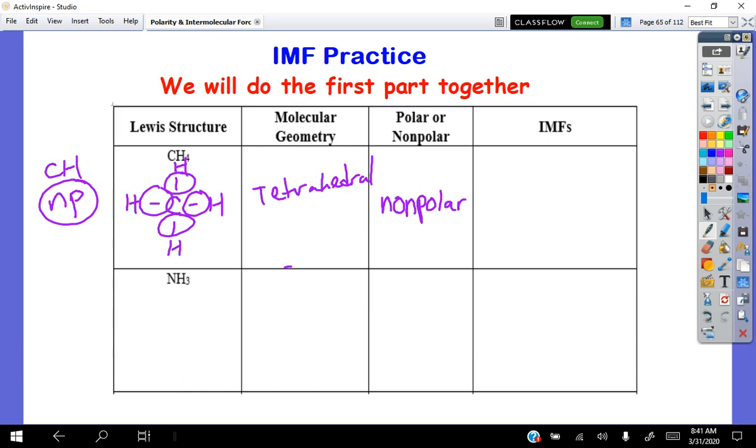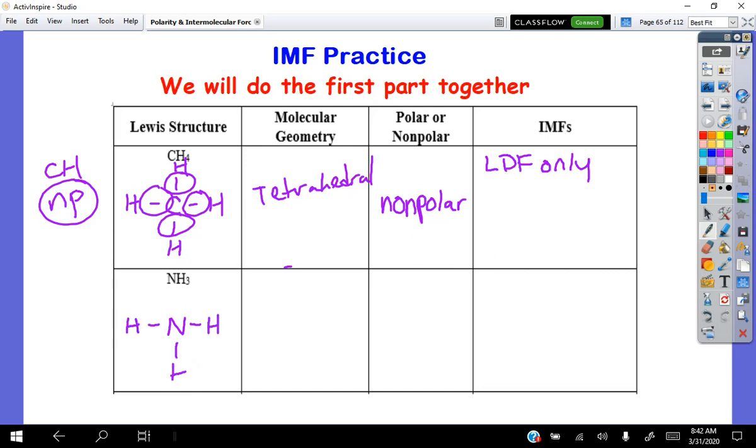When I'm trying to identify the types of intermolecular forces, I have to go through a systematic flow chart. We know if it's nonpolar, it can only experience London dispersion forces. When it's polar, we know we can have London dispersion forces and dipole-dipole. And then we also have to check to see if it qualifies for hydrogen bonding. So let's go through and draw the next one.